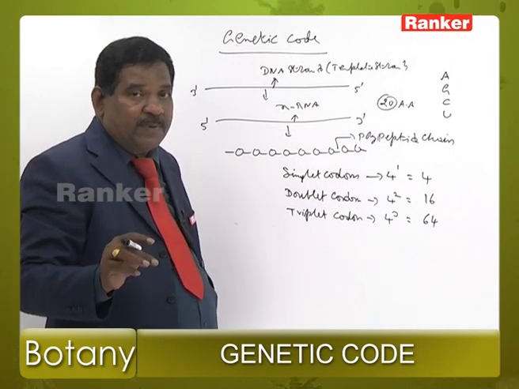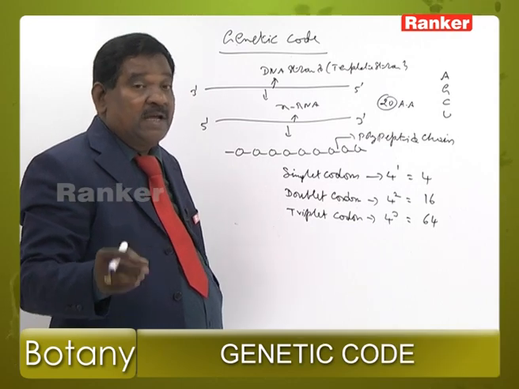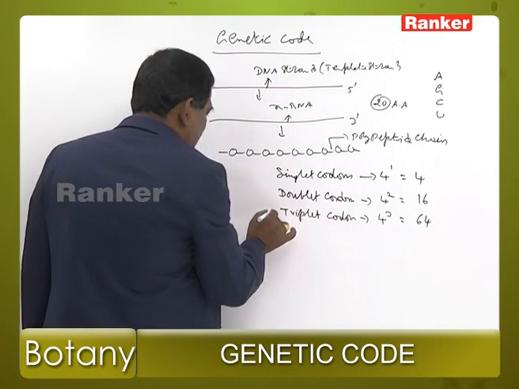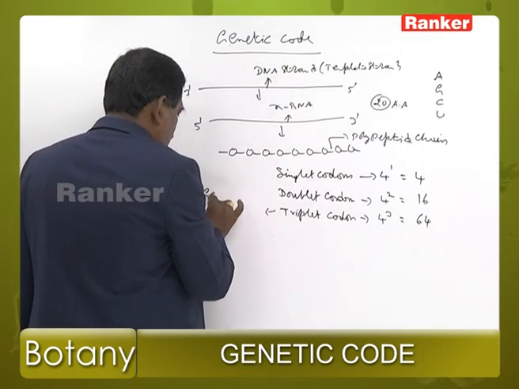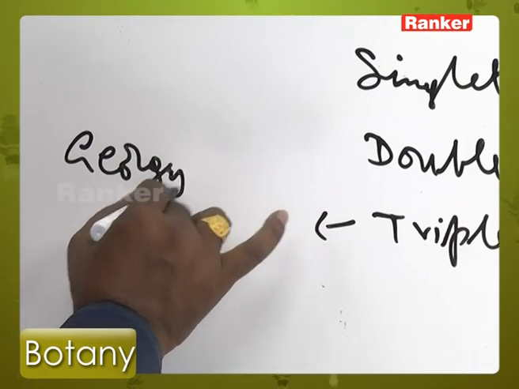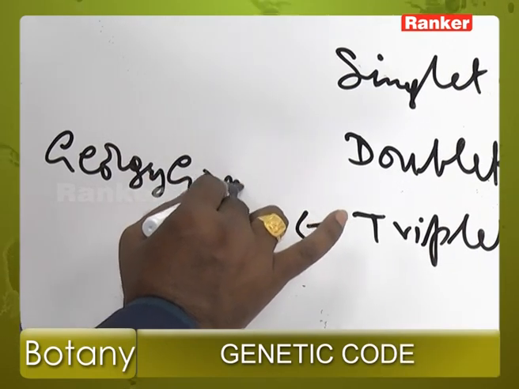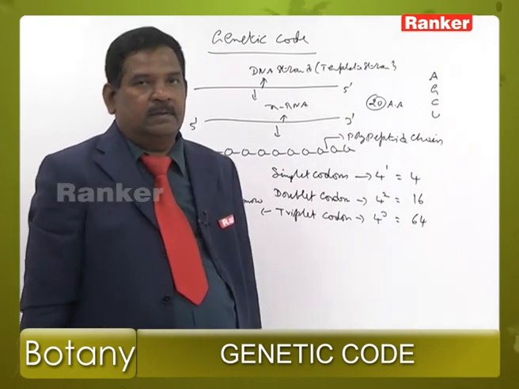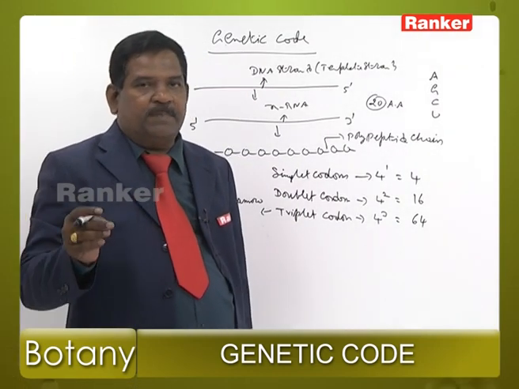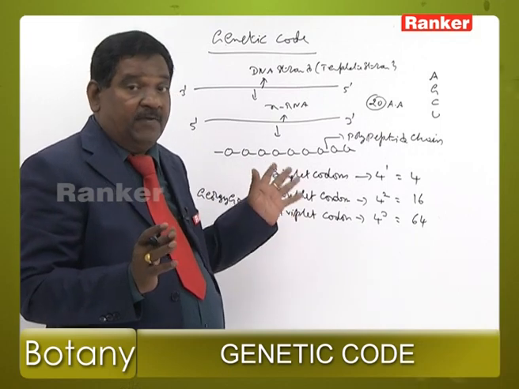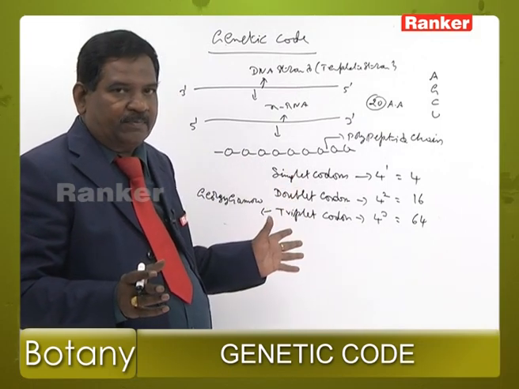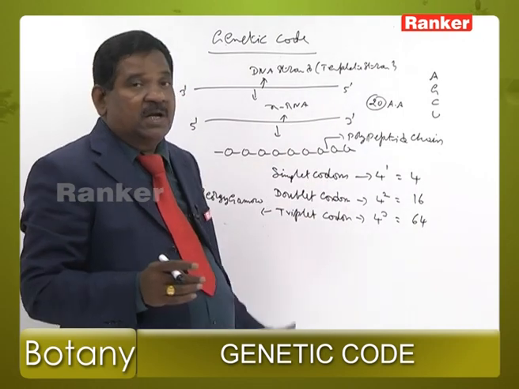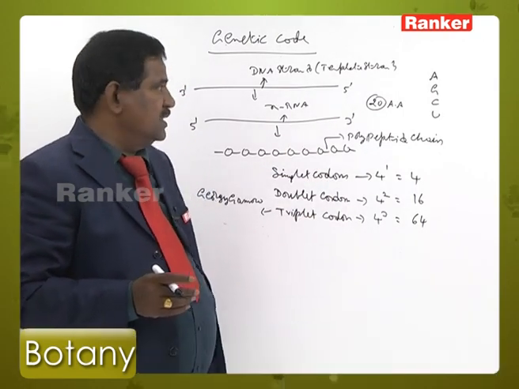Codon is a triplet codon, first stated by a physicist, that is George Gamow. 64 codons, that is sufficient to recognize 20 types of amino acids.